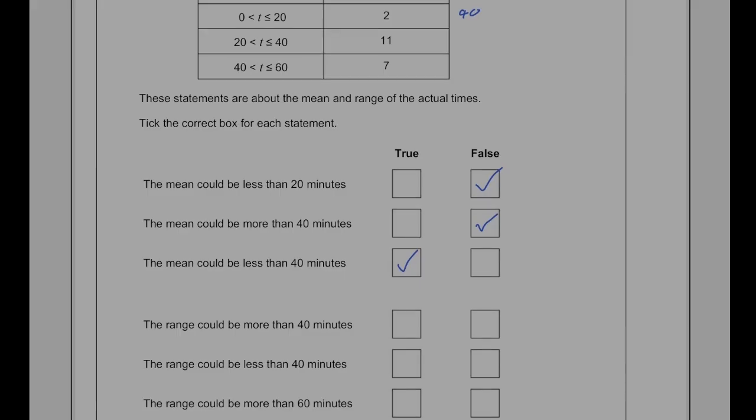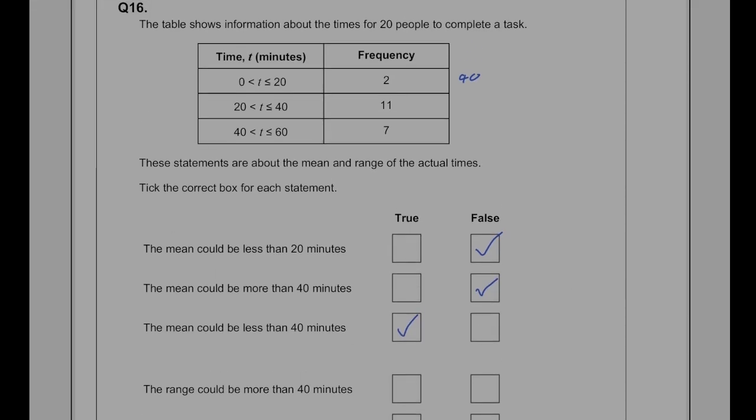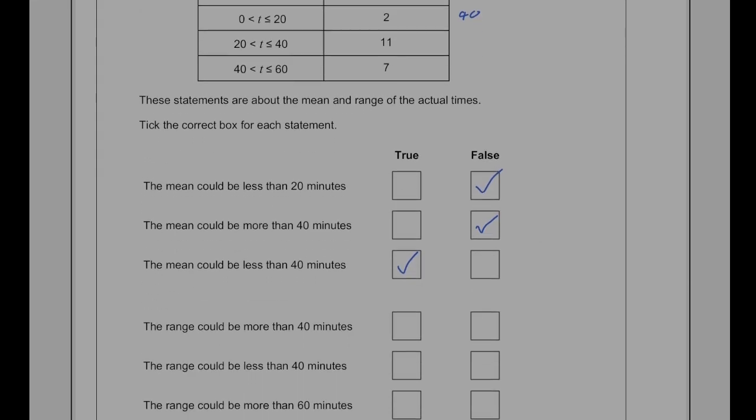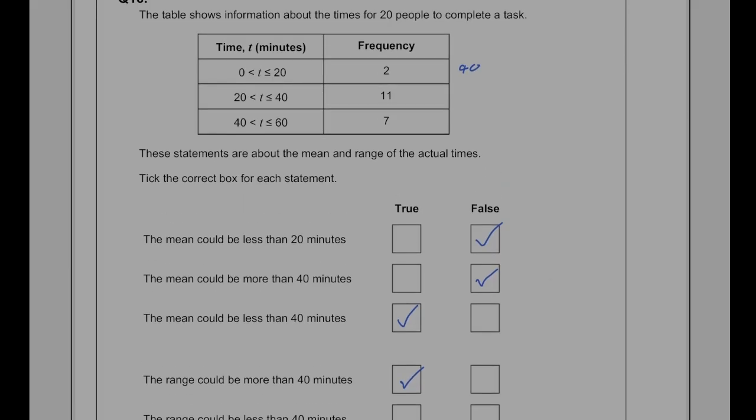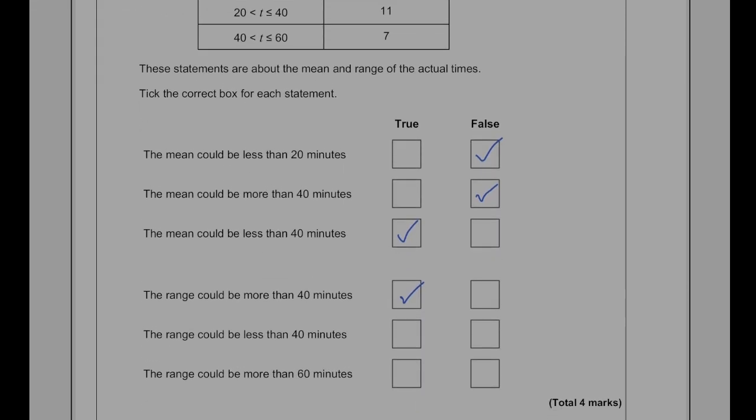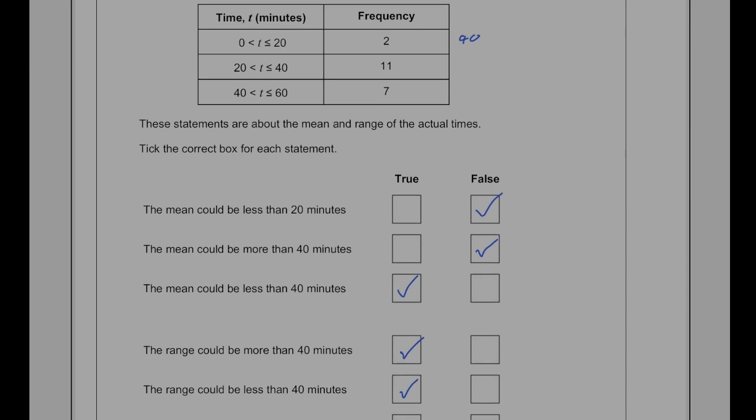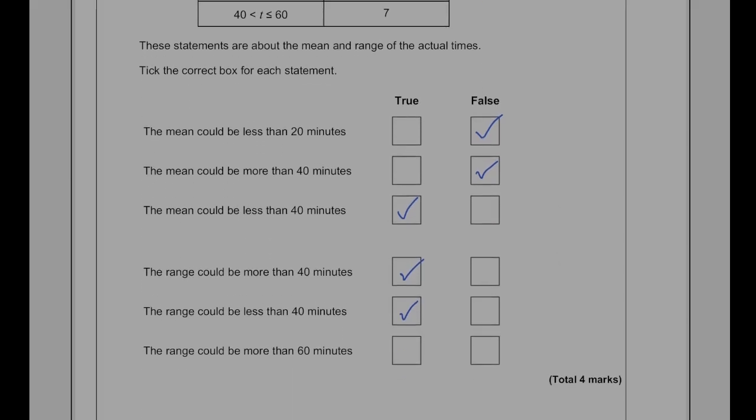The range could be more than 40. So if we imagine this was very low and this was very high, that one could be true. The range could be less than 40. So if that was 20 and those were 41 each, that one could be true as well. The range could be more than 60 minutes. That one couldn't be true, because even if it could arguably be 60, it couldn't be more than 60.